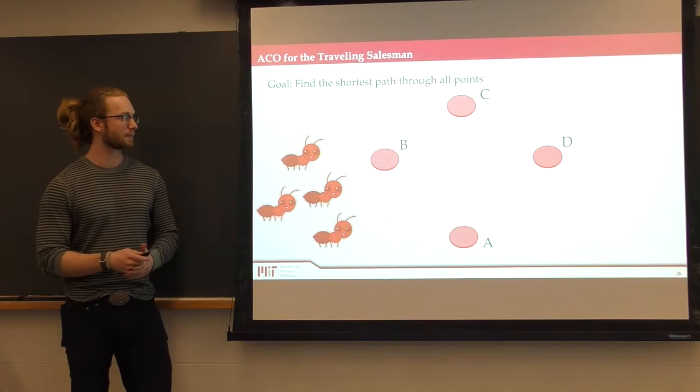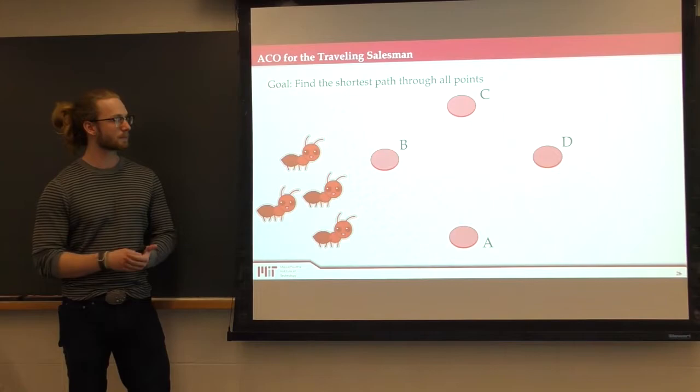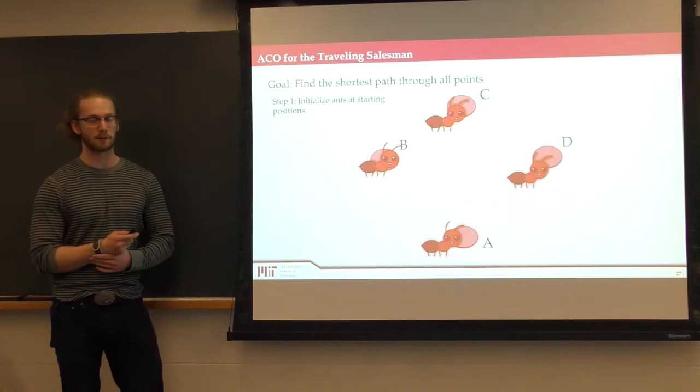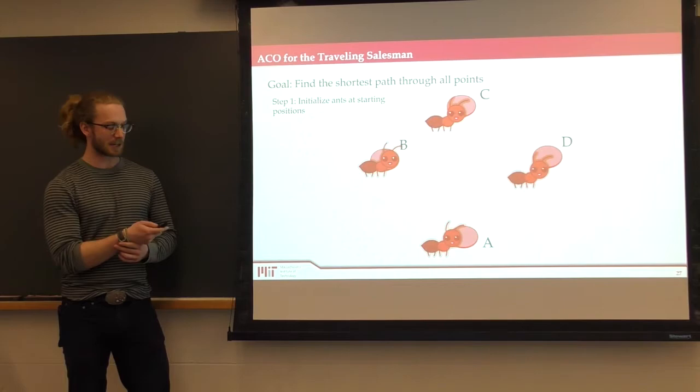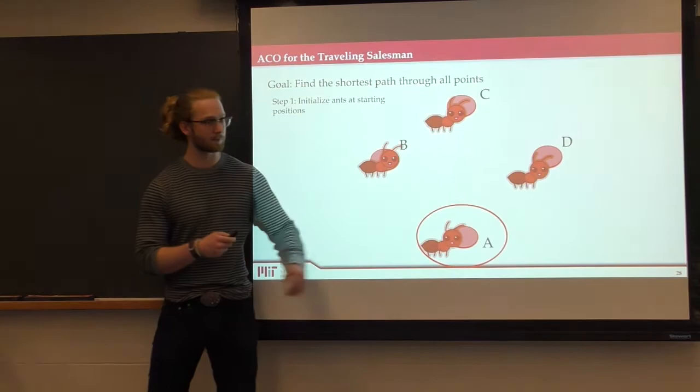So let's say we have these 4 points, and we want to find an efficient plan to travel through them. We're going to use these 4 ants to help us. The first step is to assign each ant a starting location, one location for each ant. Each ant is going to be operating in tandem, so we're just going to focus on this one right here, ant number A. But remember that all the other ants will be doing the same thing as he does his search.